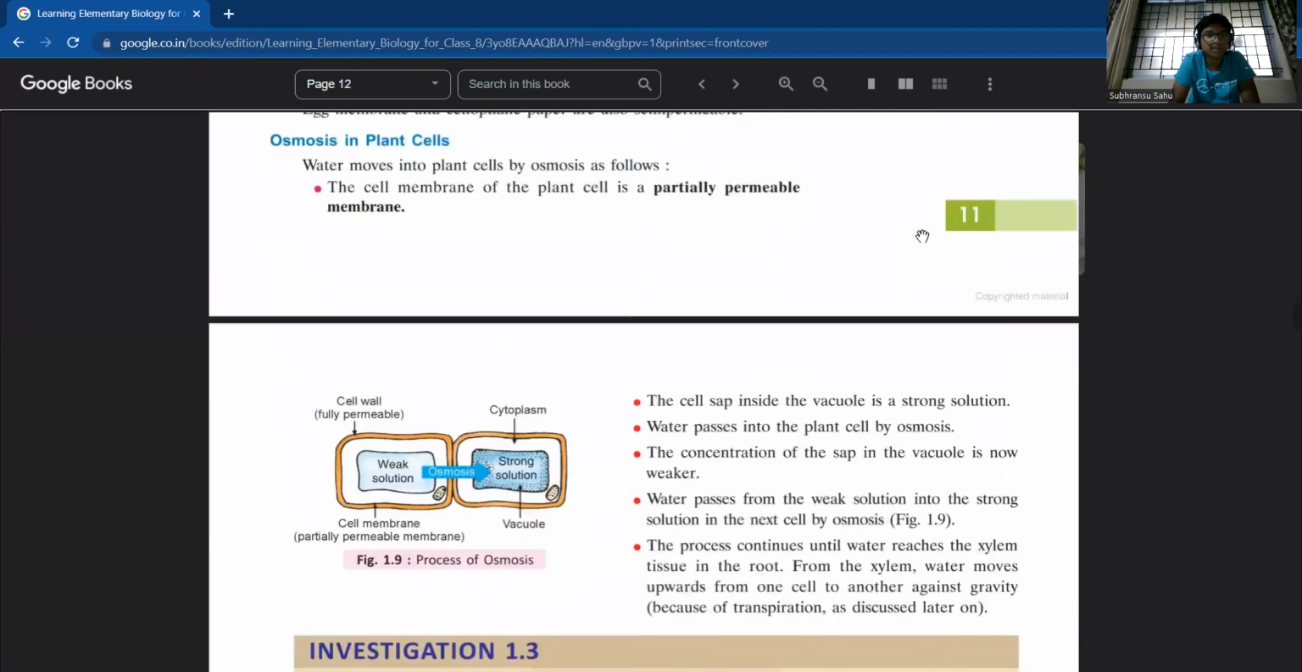Osmosis in plant cells. The cell membrane of the plant is partially permeable, or you can say semi-permeable membrane. The cell sap inside the vacuole is a strong solution. Water passes into the plant cell by osmosis. The concentration of the sap in the vacuole is now weaker. Water passes from the weak solution into the strong solution in the cell by osmosis. The process continues until water reaches the xylem tissue in the root. From the xylem, water moves upwards from one cell to another because of gravity.